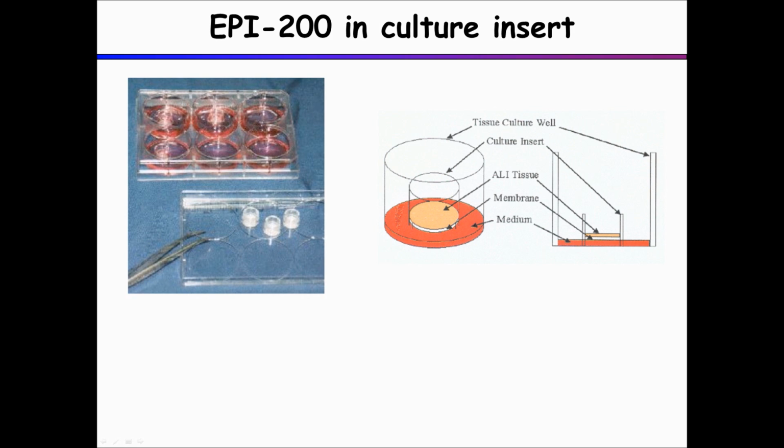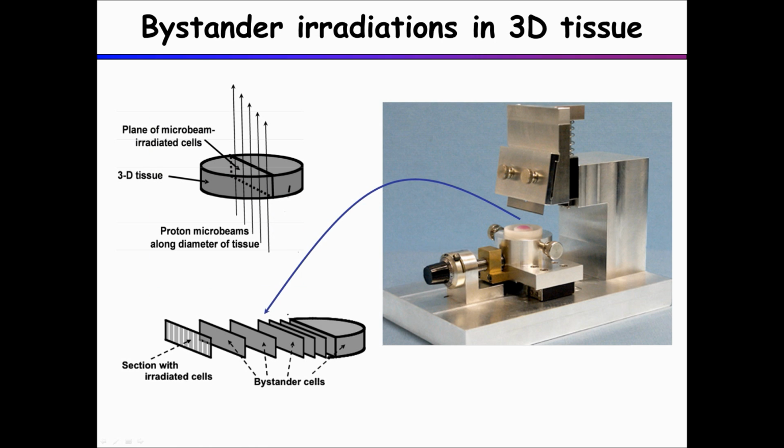And in cross-section, you can tell the tissue is growing with the membrane just above the medium. So the tissue actually grows at the medium-air interface, which allows it to differentiate. If you had it submerged in the medium, you wouldn't get the normal differentiation program. Then we can take these little inserts out temporarily away from the medium, away from the well, and irradiate them either in broad field, as you saw in the previous slide, or on the microbeam.